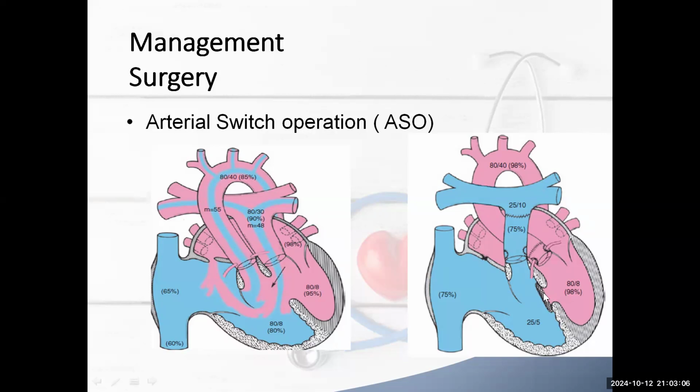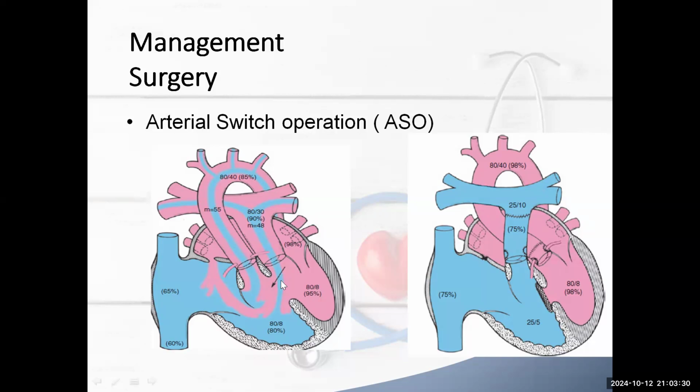The difference between the two types is only in the timing. TGA with intact interventricular septum should be done in the first 6 weeks, before the LV becomes decongested. TGA with VSD should be done before 5 to 6 months, or 4 to 5 months, in order not to become Eisenmenger and severe pulmonary hypertension. But it shouldn't be done in the first 6 weeks.